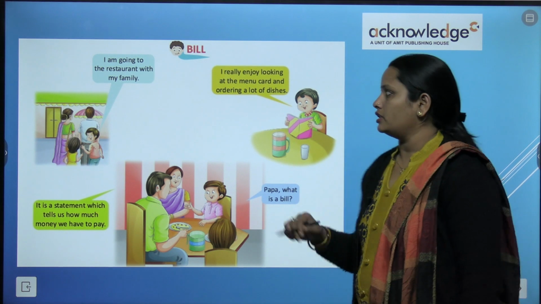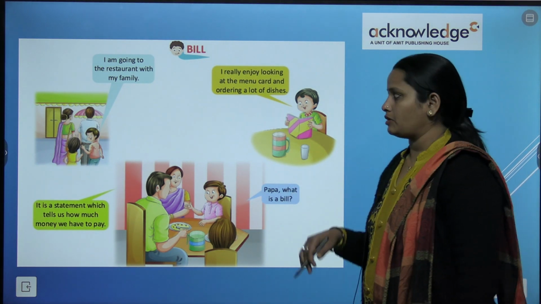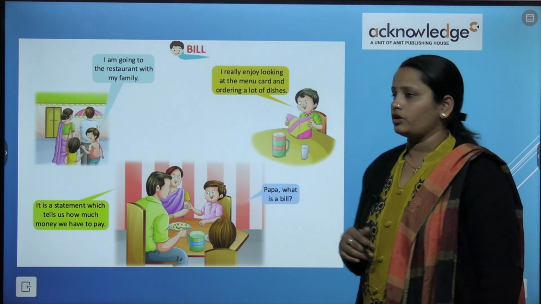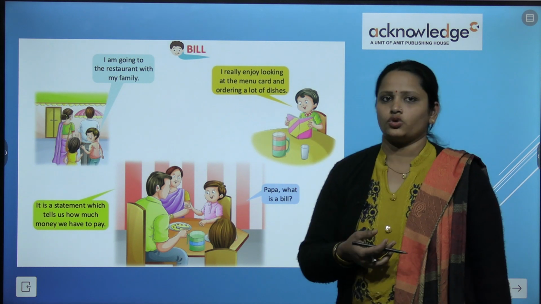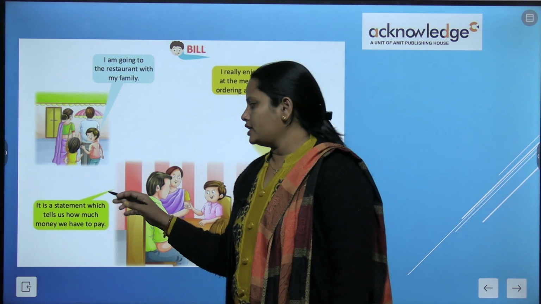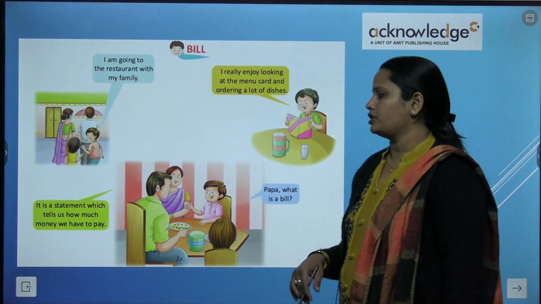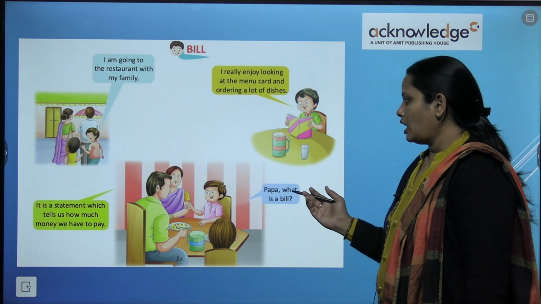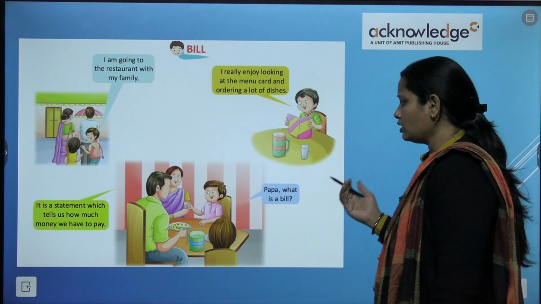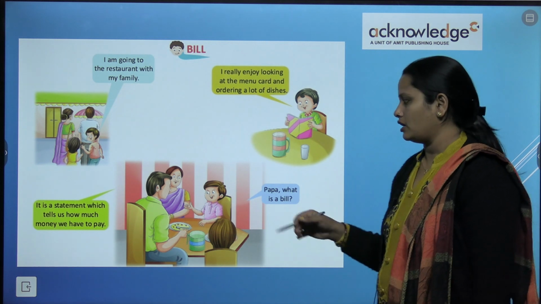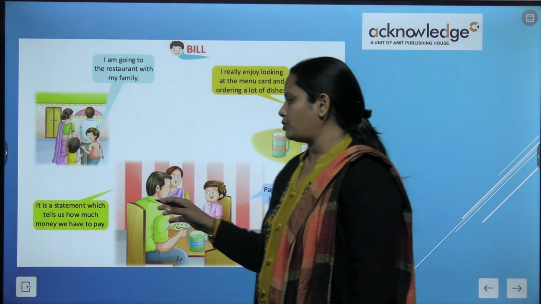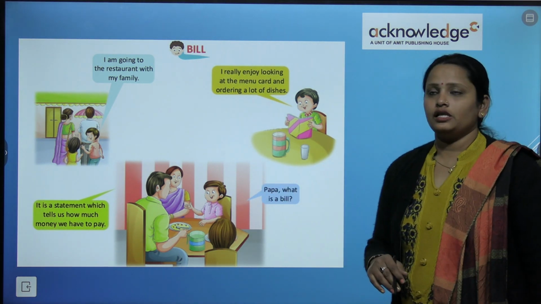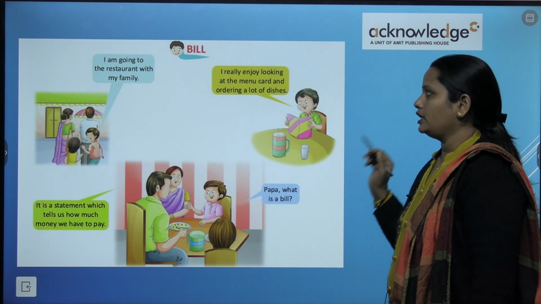Now what is a bill? I am going to the restaurant with my family. I really enjoy looking at the menu card and ordering a lot of dishes. It is a statement which tells you how much money we have to pay. Okay, so now we have ordered things. Now the restaurant gave us a bill. I asked Papa what this is, and Papa said that all the things we ordered were totaled and this bill was given, showing how much money we have to pay.